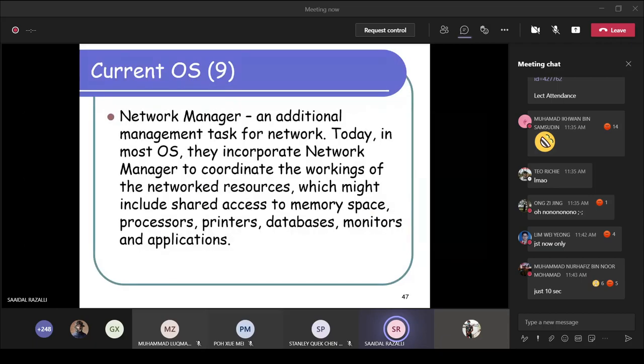And of course, you have a network manager, which handles printer sharing, file sharing, folder sharing, everything. You want to share photos, you want to share files, whatever. Okay, database.